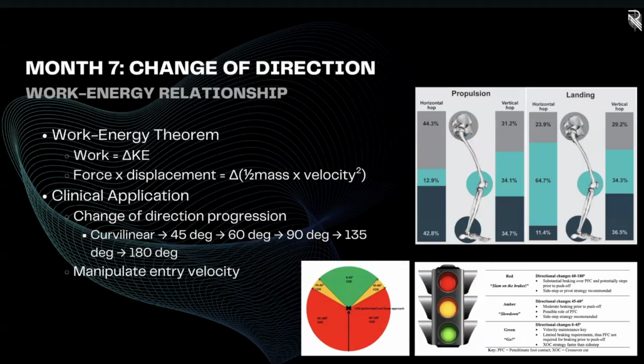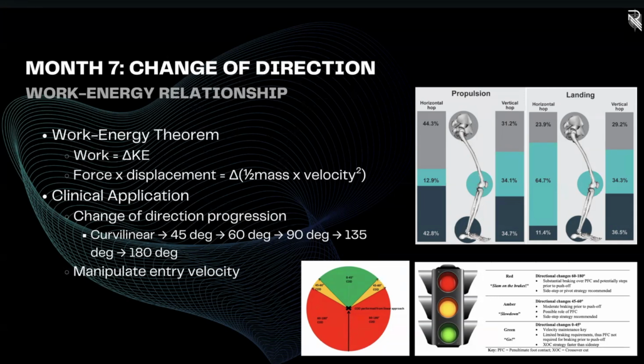All right, so we're going to go with the work energy theorem next, which states that the work done on an object is equal to the change in its kinetic energy, where kinetic energy is half the mass times the velocity squared. In the context of sport, this applies directly to tasks like change of direction, where athletes must absorb and redirect momentum. Assuming an athlete's mass, entry velocity, and deceleration distance are constant, the cutting angle becomes the key variable influencing the total work required.